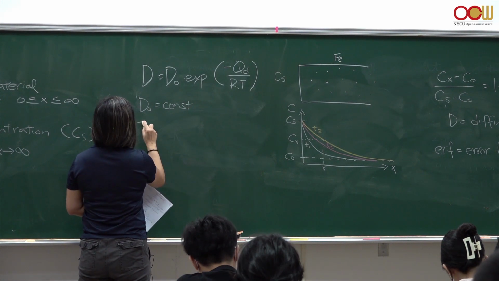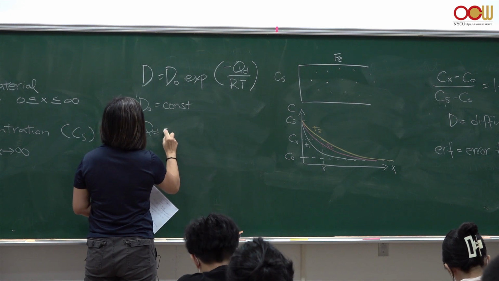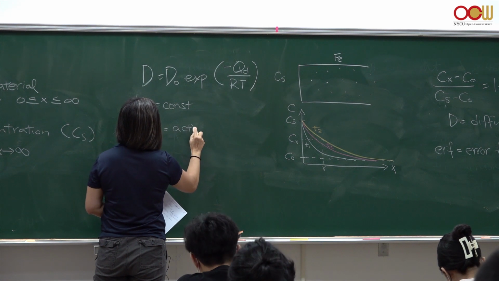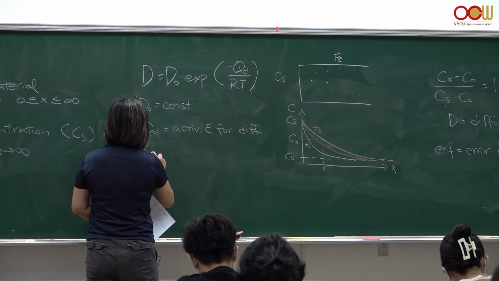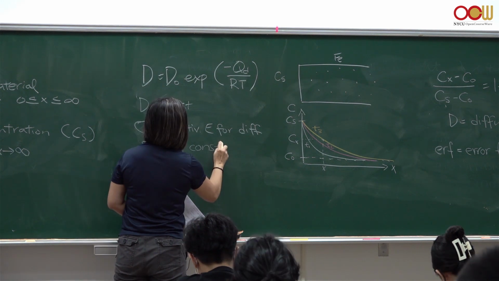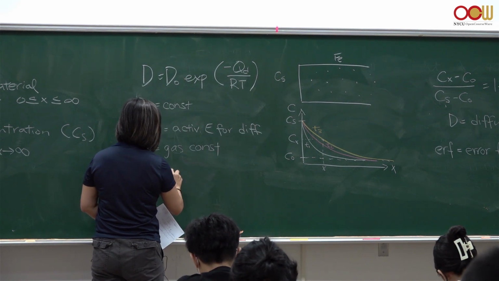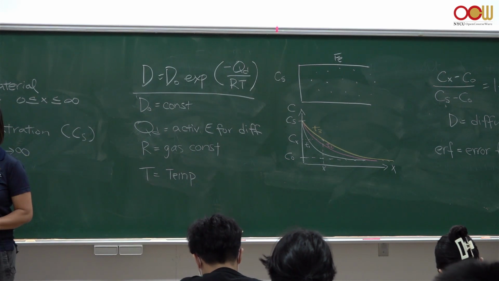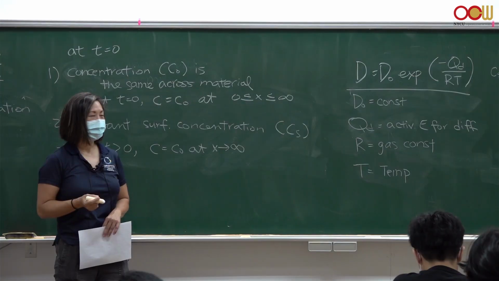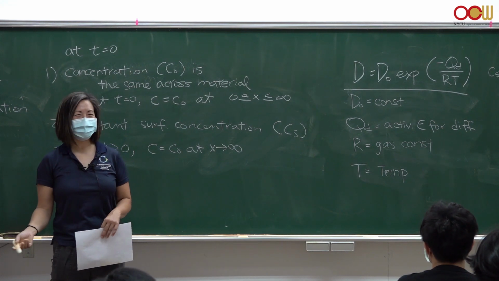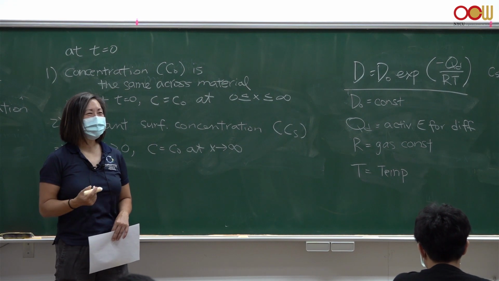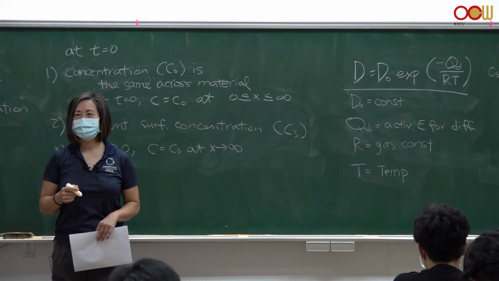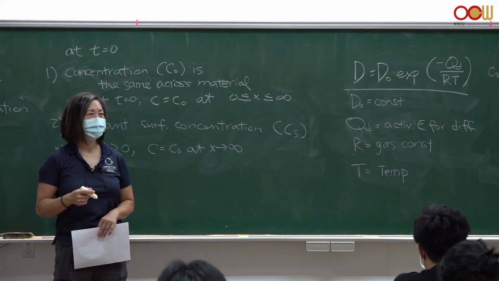D0 is some constant. Q of D is activation energy for diffusion. R equals gas constant. And T is temperature. Do you recognize this equation? Does it look familiar to you? The Arrhenius equation, very good. Where have you seen this before in this class? When we were talking about what?